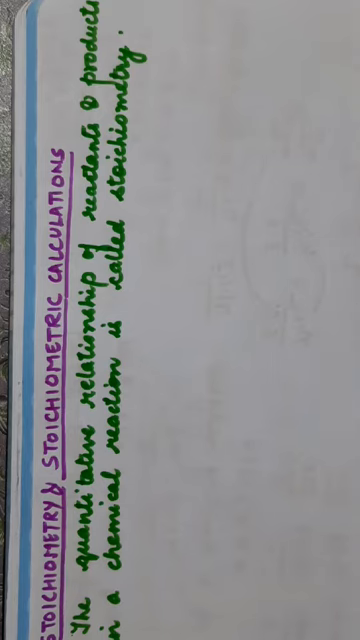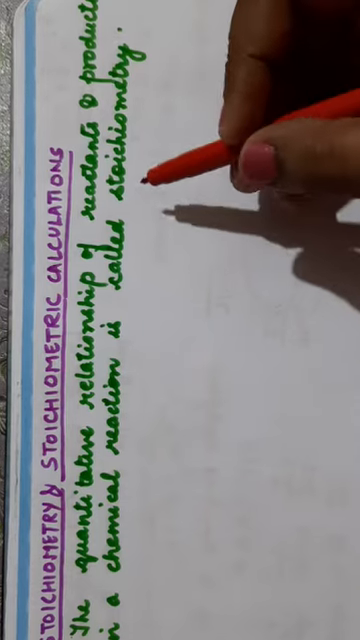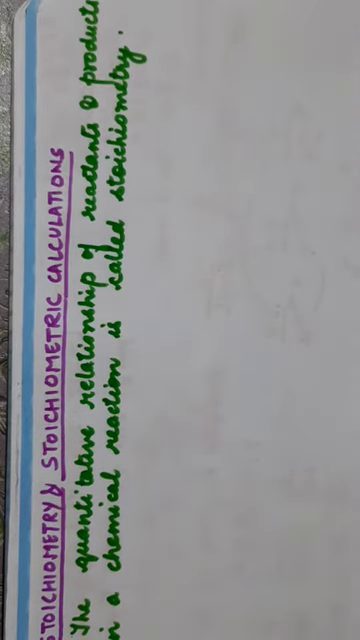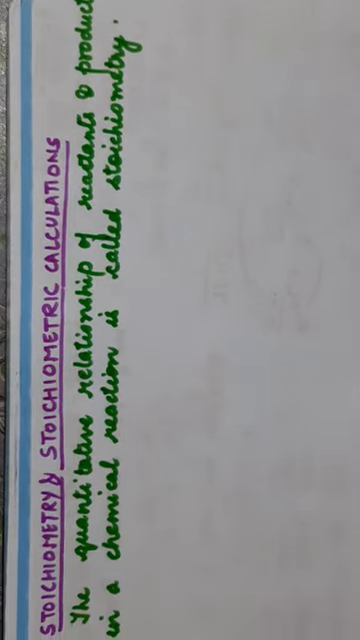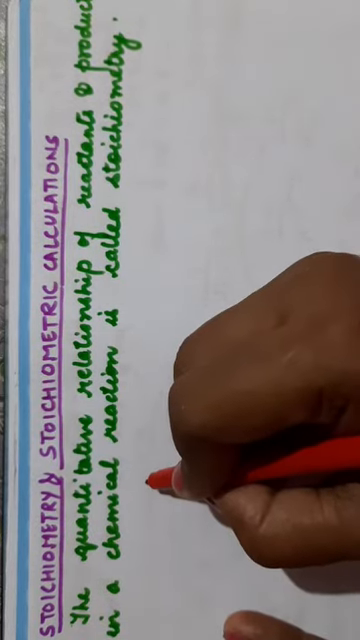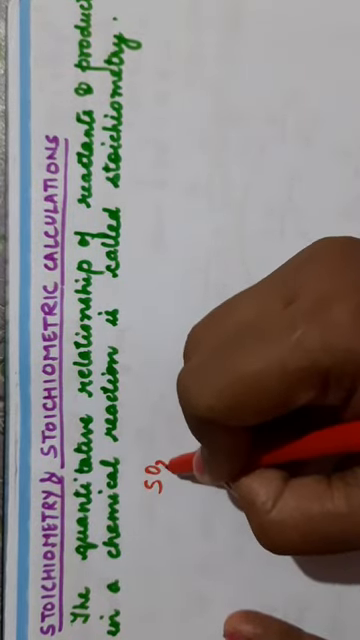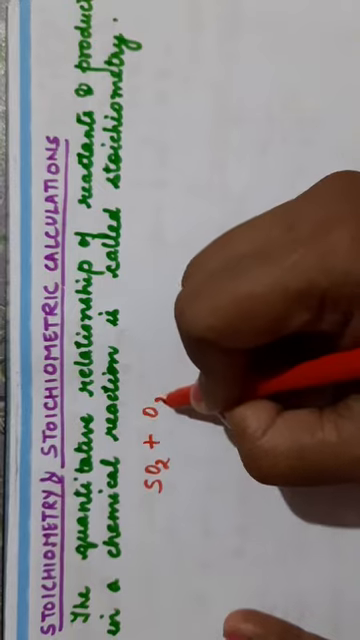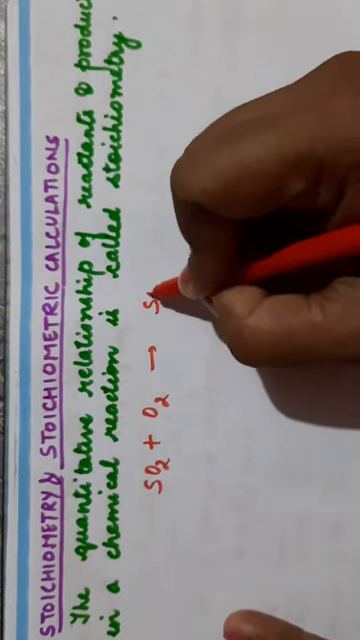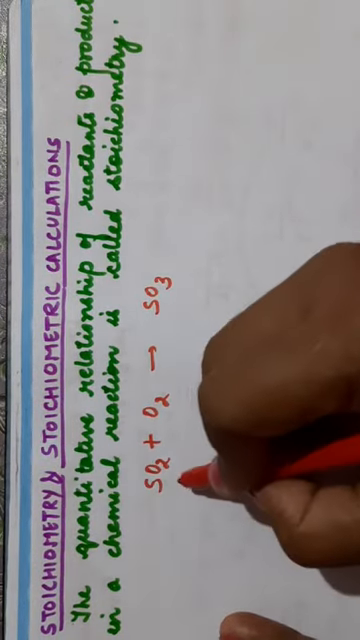Quantitative relationship means in terms of moles, in terms of mass, in terms of volume. So you can find out the relation between different reactants and products quantitatively using a balanced chemical equation. So first we will see what is the stoichiometric coefficient. Suppose we are given a reaction, sulfur dioxide reacts with oxygen to form sulfur trioxide. All these are gases.